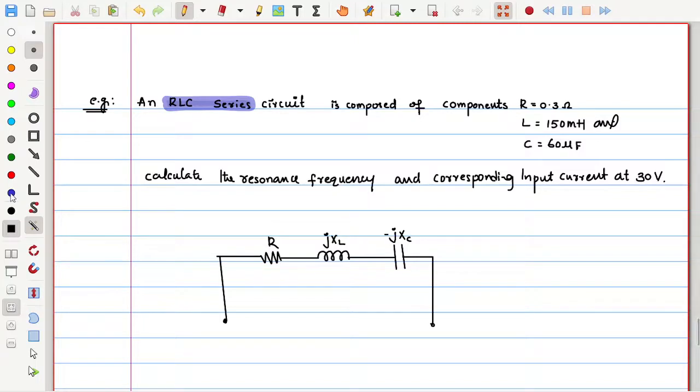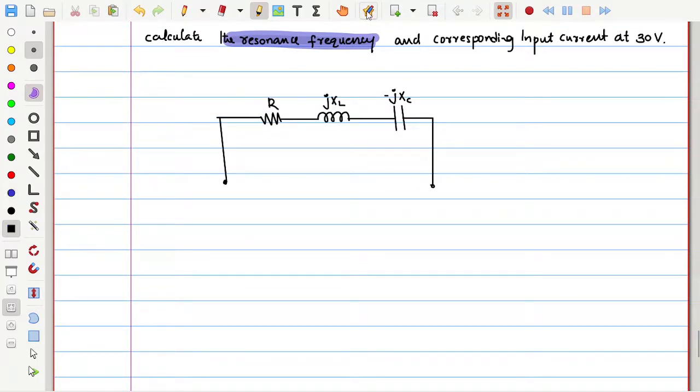So next they are talking about the resonance frequency. Once you see the term resonance in the circuit, if you don't know anything, you need not remember anything. Just do one thing: find the impedance of the given circuit, R plus j(XL minus XC). We know that at resonance, the imaginary part of the impedance should be 0. This condition you should apply, that's all.